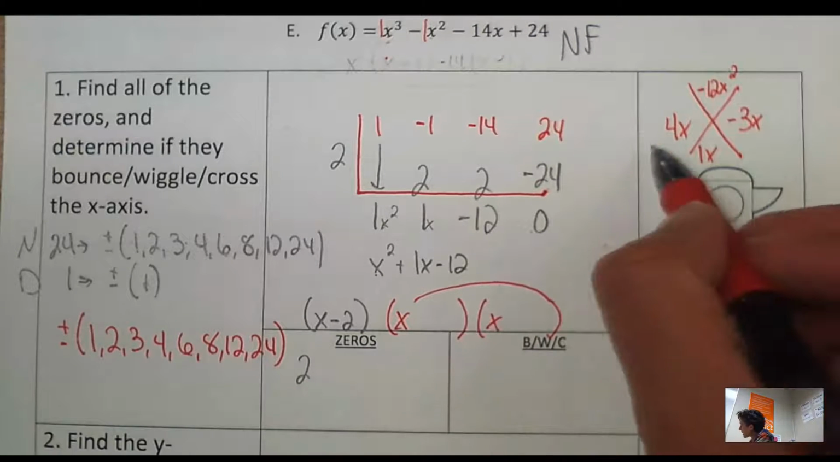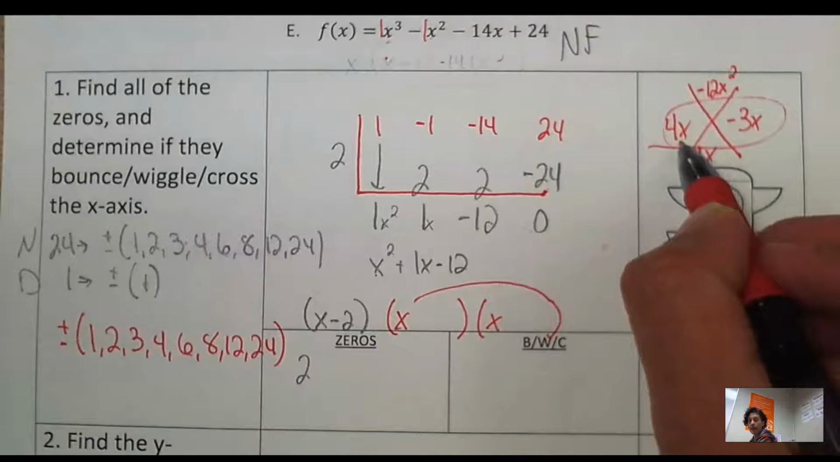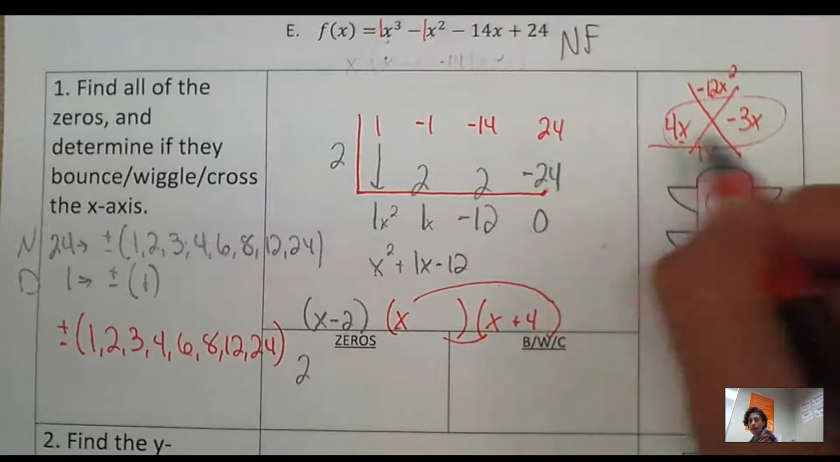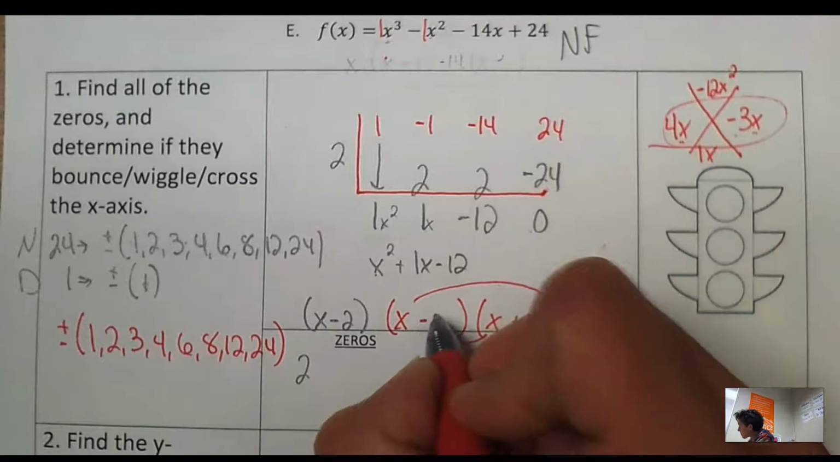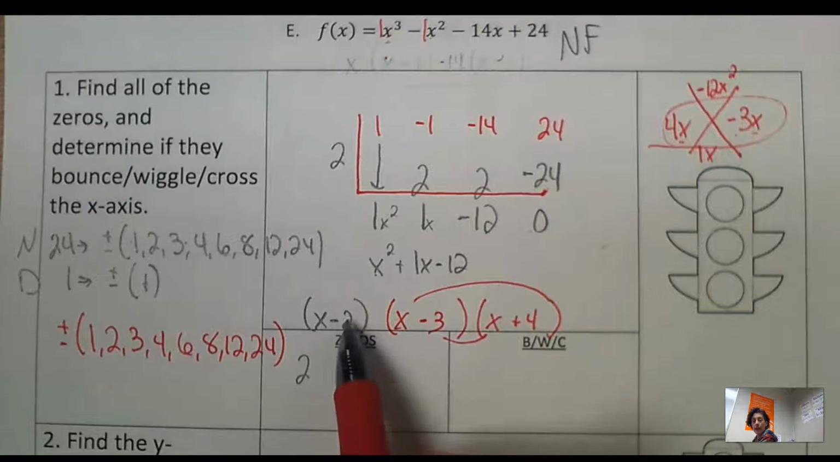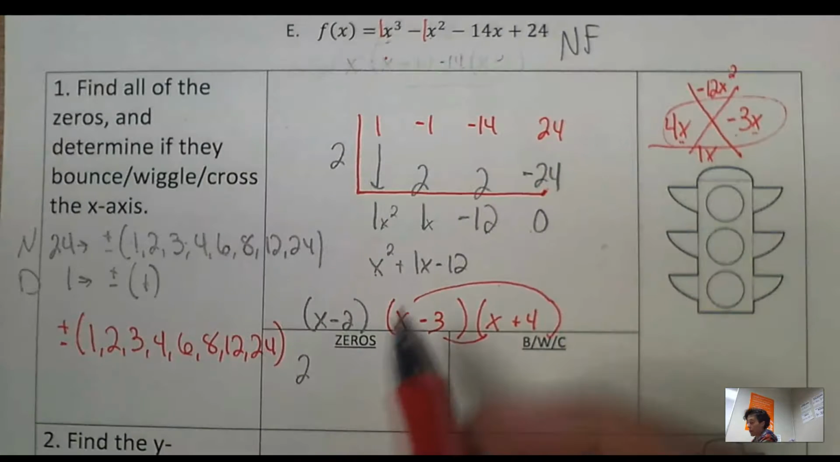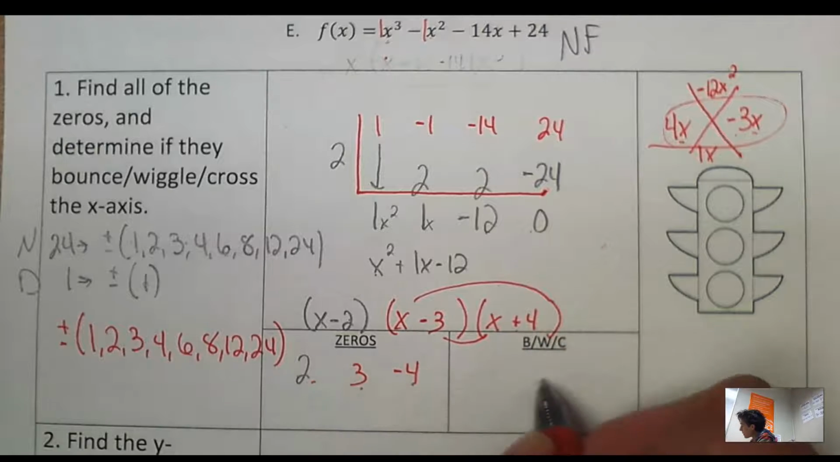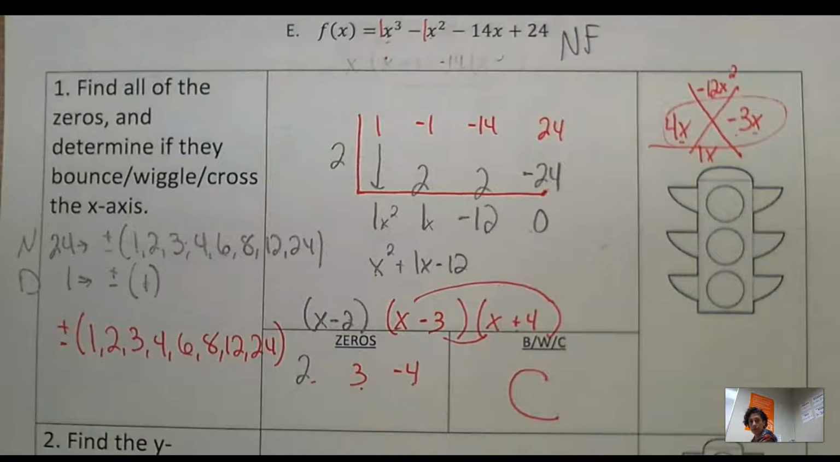So can I take x times something to make this? And that would be a plus 4. And then can I take x times something to make this? And that would be a minus 3. So adding to this 0 would be a 3 and a negative 4. They all show up once, so that's a cross.